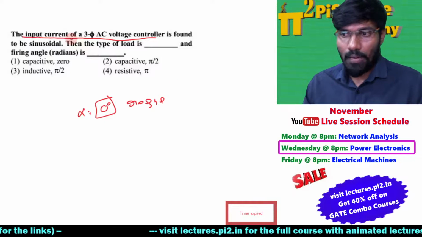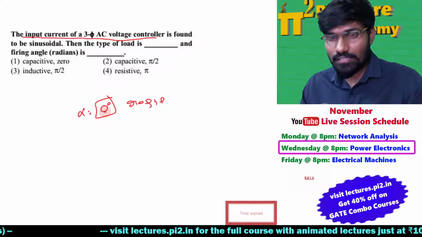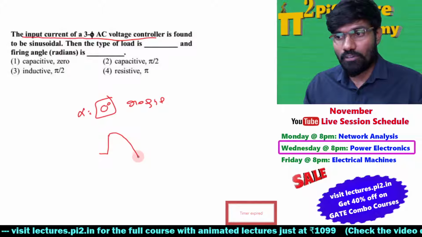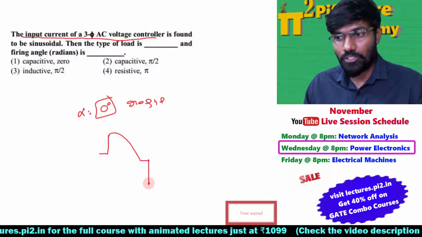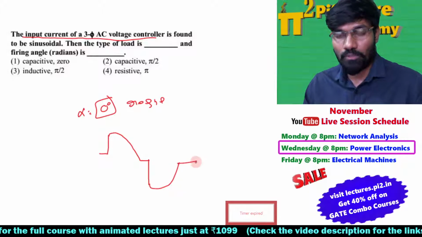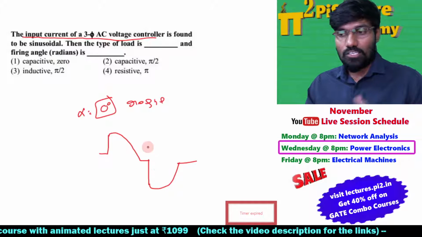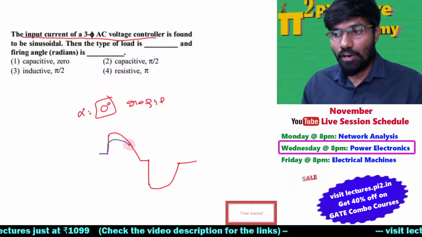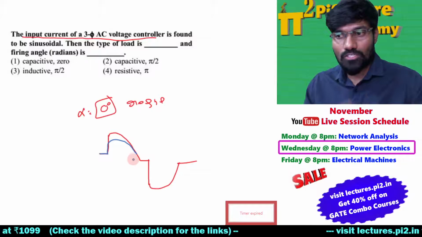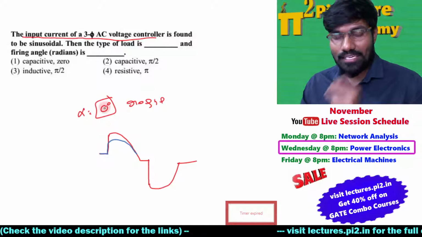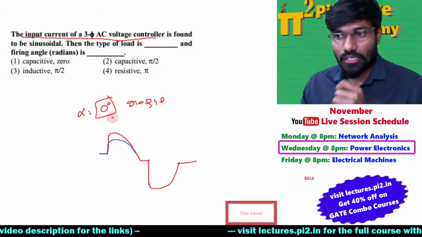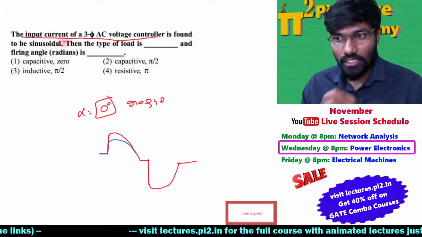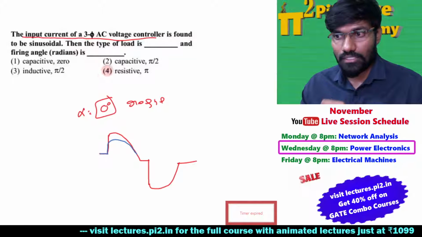But when alpha increases, some portion of the input voltage will be clipped, isn't it? Some portion of the input voltage is clipped at the output. So as it is a resistive load, the current will also be clipped. Output current is clipped, input current also got clipped. So except for alpha equal to 0 degrees, nowhere with a resistive load are you going to get sinusoidal input current. So this can never be the answer.